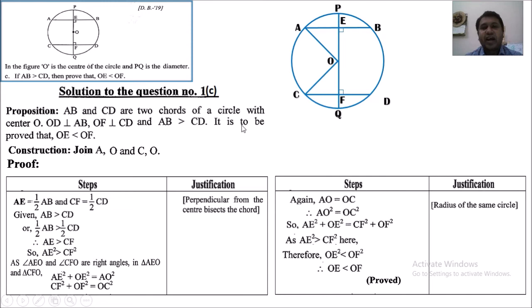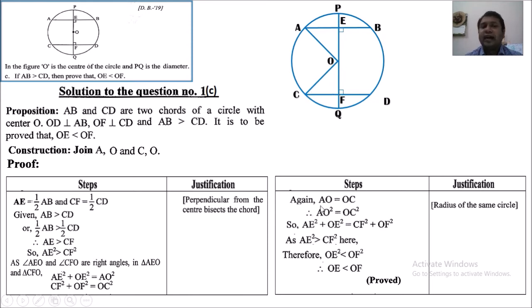As in the triangle AEO, this angle is a 90-degree right angle, and also in triangle CFO, angle CFO is 90 degrees. That means a right angle. So by the Pythagoras theorem, you can write AE square plus OE square equal to AO square. Similarly, CF square plus OF square equal to OC square.